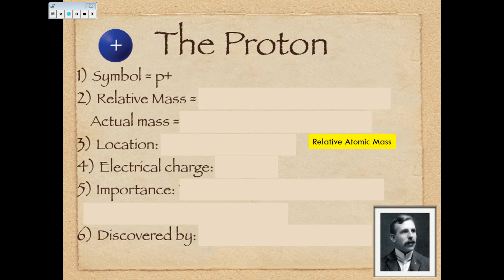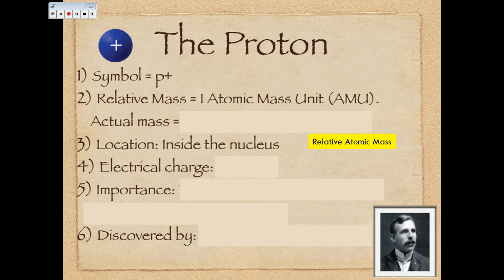The symbol for the proton, when you see me write it in class, is the P positive. Easy to remember. P stands for proton. Positive is its charge. Its relative mass, we'll talk more about relative mass later, but its relative mass is 1 atomic mass unit, which is 1 AMU. The actual mass of a proton is not 1. The actual mass of a proton is super, super small: 1.674 times 10 to the negative 24th gram. It's super tiny.